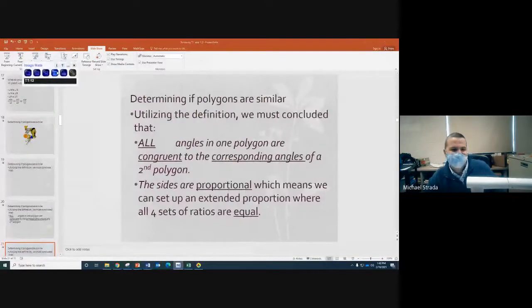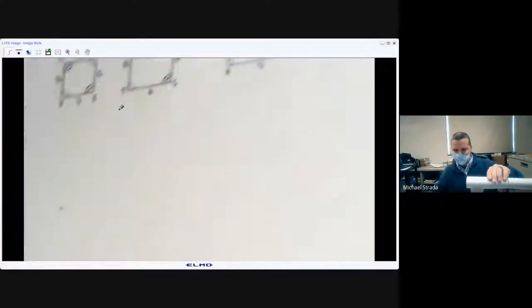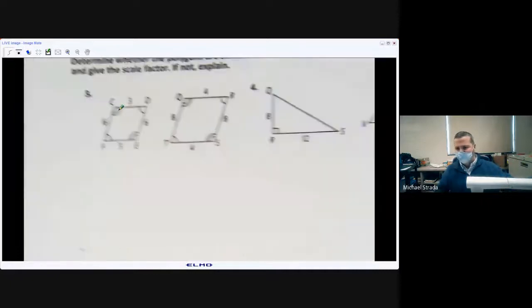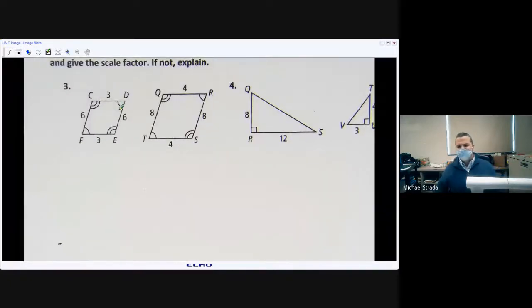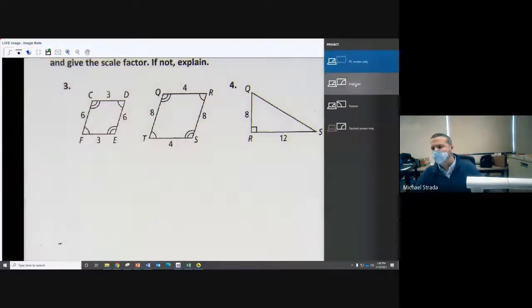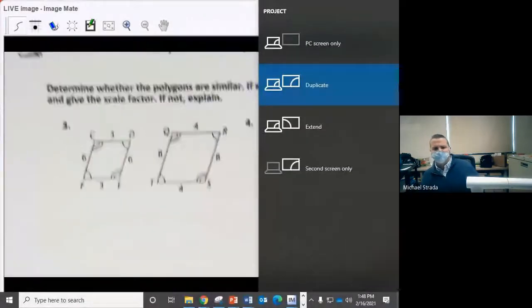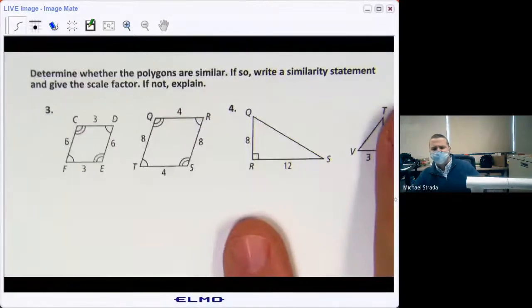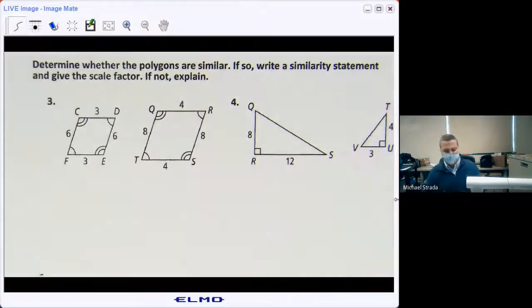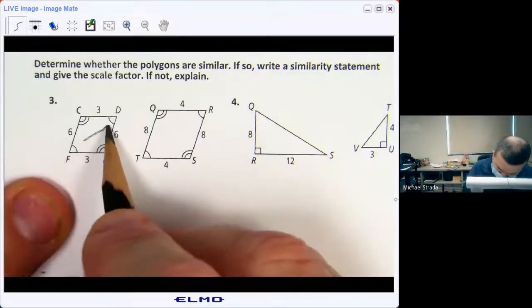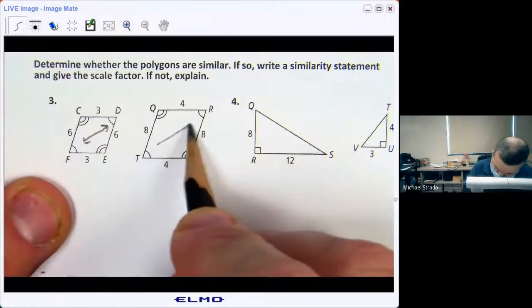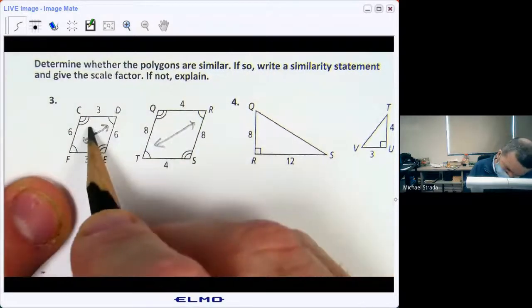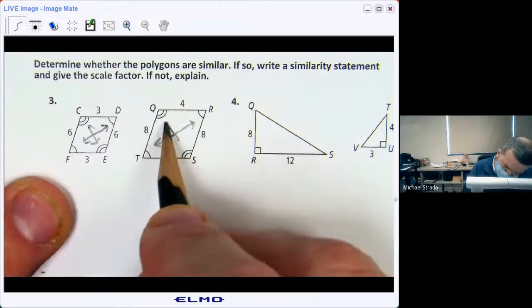Okay. All right. So now some problem solving. Okay. So we'll start with these two where it says determine whether the polygons are similar. If so, write a similarity statement and give the scale factor. Okay. So the first thing we look for is the angles. All right. And then over there. So are our corresponding angles congruent to each other?